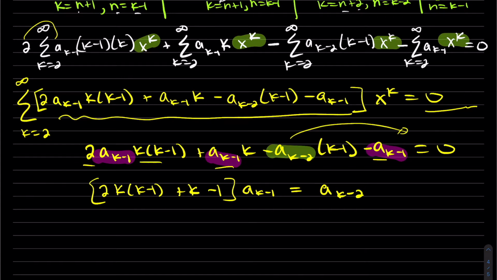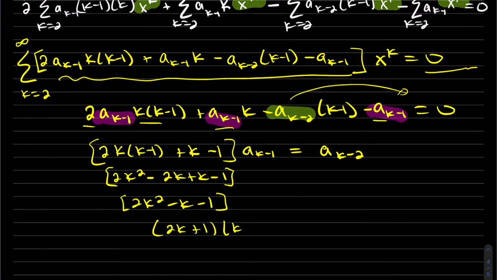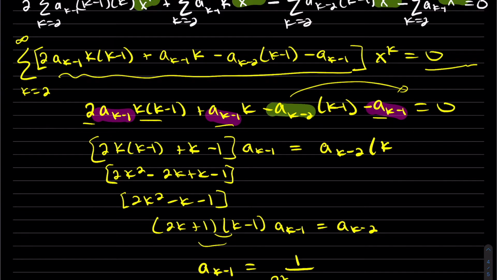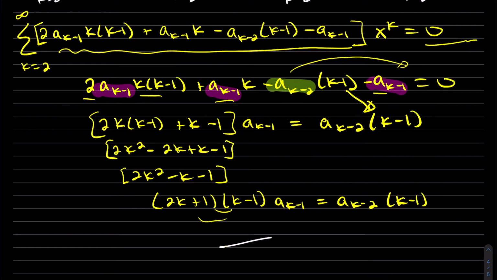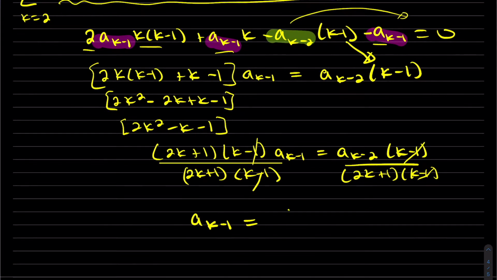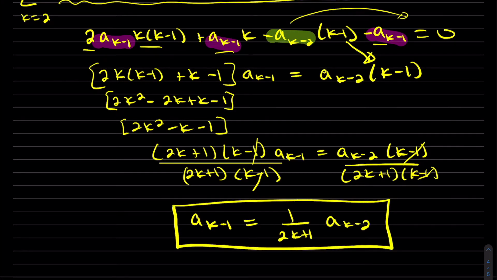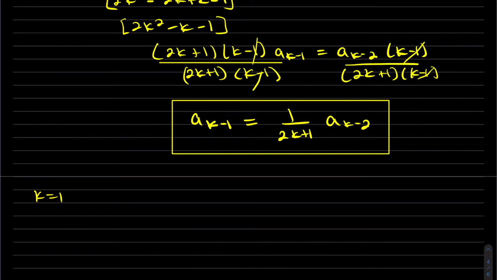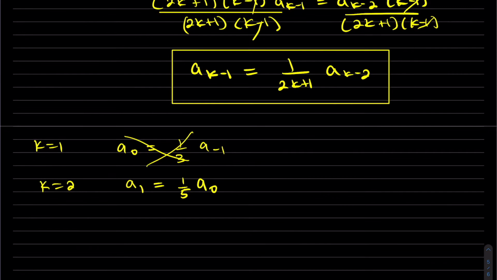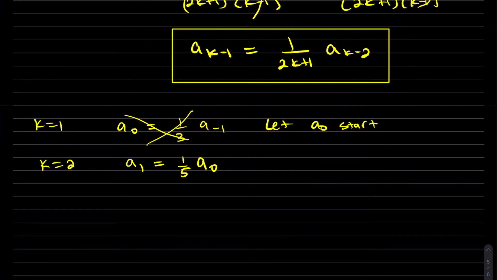Okay, and then let's just clean this up. And it looks like I left this term out. Let's go ahead and divide both sides. That's going to cancel. Okay, that cleaned up pretty good. For k equals 1. Well, that can't happen. Okay, there we go. So we'll let a naught be the start, what we plug in, an arbitrary constant.